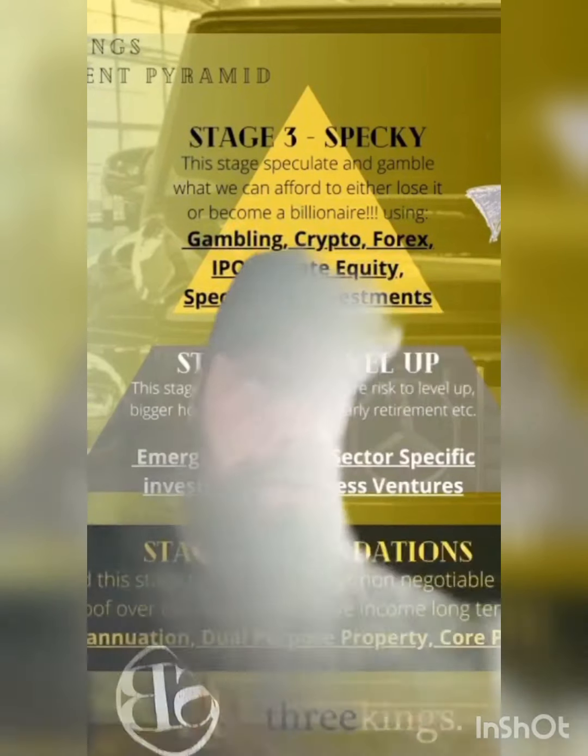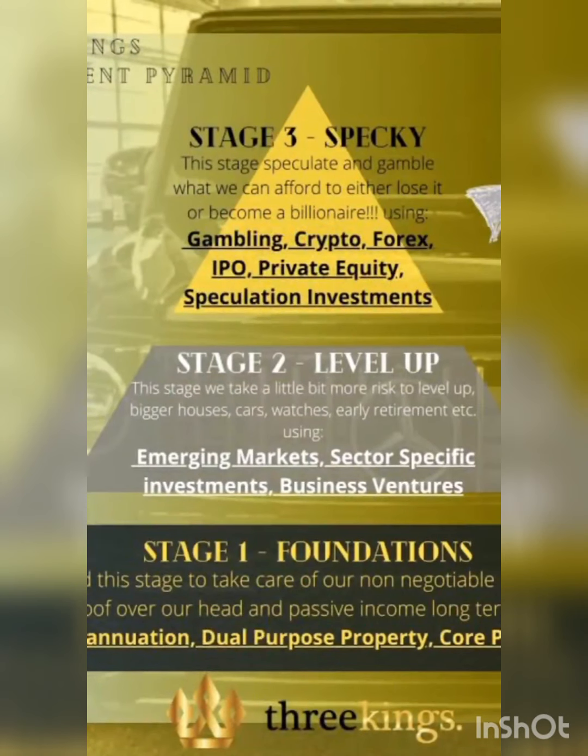Then finally, once you've got your foundation, so your necessities and your survival costs sorted, and then you've moved up and you're looking after leveling up and going a bit bigger, if there's money left over, this is where you can go to stage 3, which is the specky stage, the speculation stage, right? So this is where you can speculate and gamble with money that you can afford to lose, and if it takes off, you might become a billionaire. We can use crypto, Forex, go through IPOs, private equity, speculation investments, anything that comes under that sort of category, right?